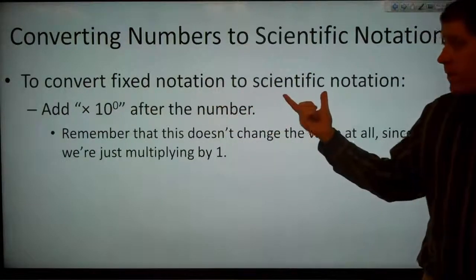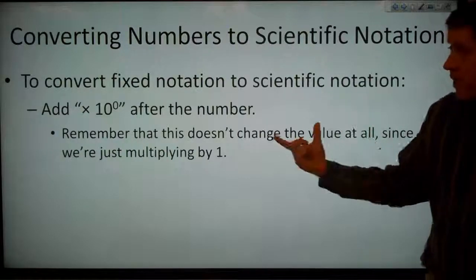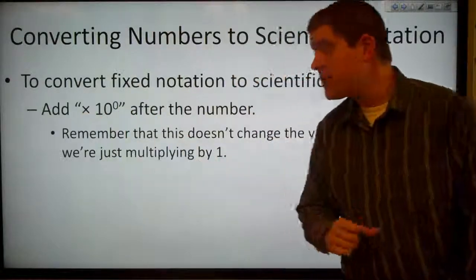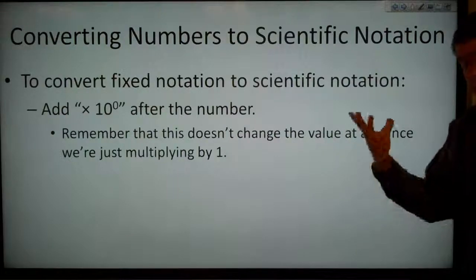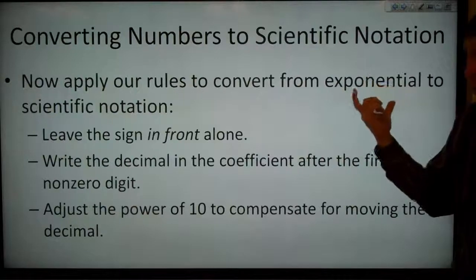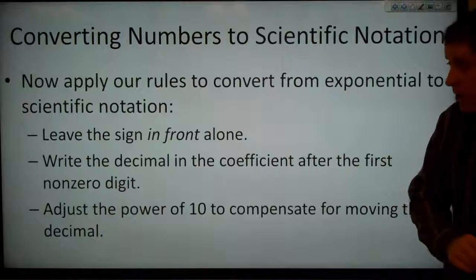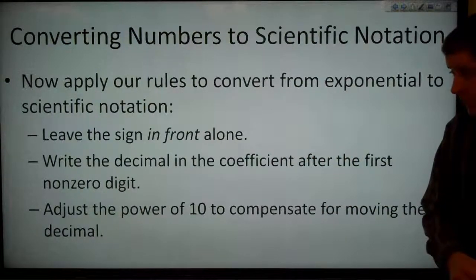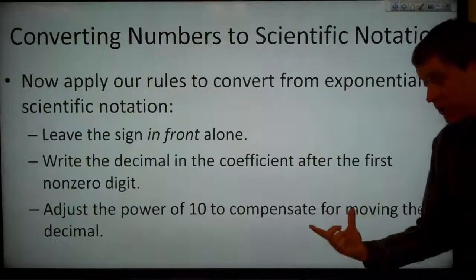So, if we want to convert a fixed notation number to scientific notation, then what we do is take the number, write it down, and then add times 10 to the 0 after the number. Because remember, this doesn't change the value at all, since we're just multiplying by 1. And now, we apply our rules to convert from exponential notation to scientific notation. So we leave the sign in front alone, we write the decimal in the coefficient after the first non-zero digit. We adjust the power of 10 in order to compensate for moving the decimal.